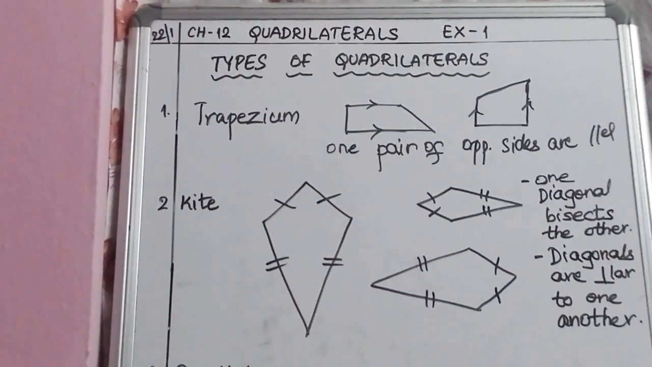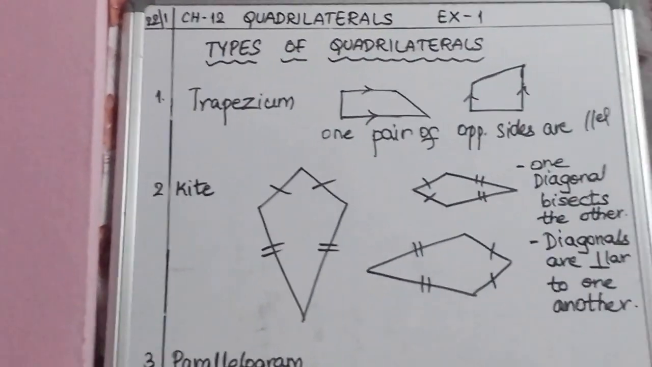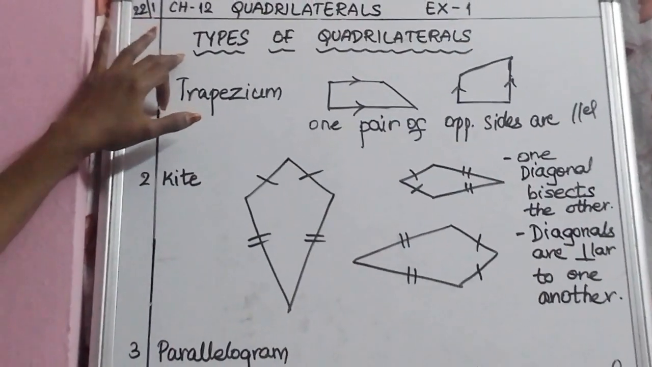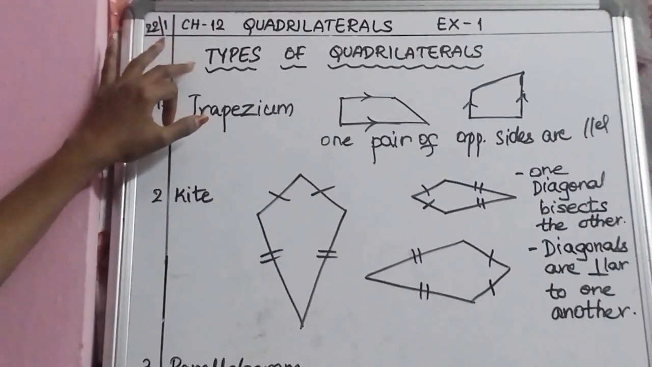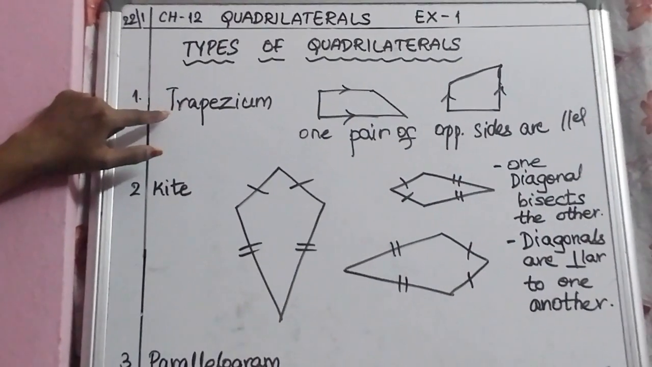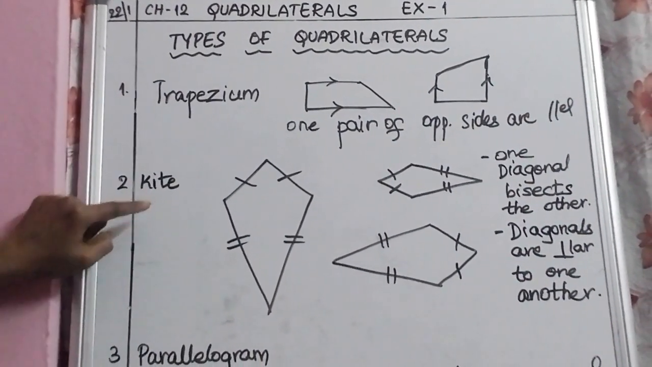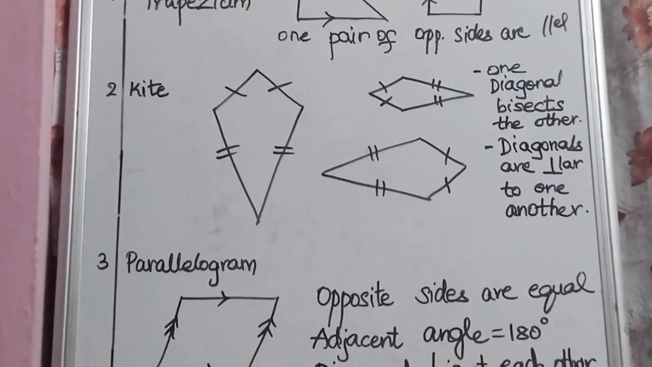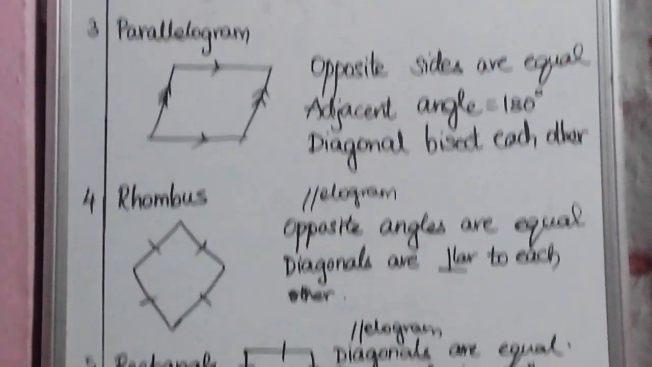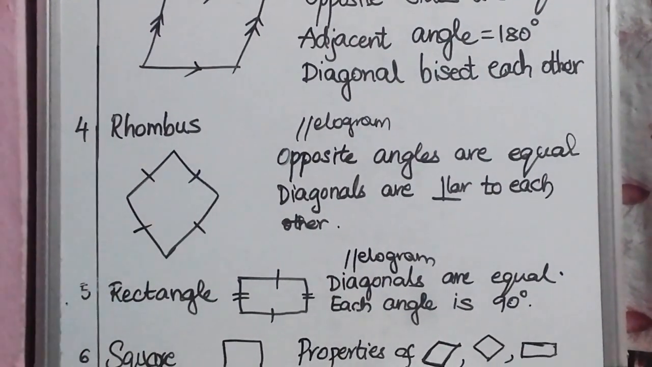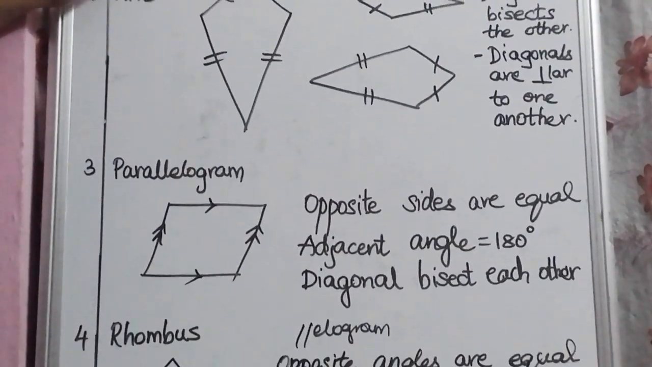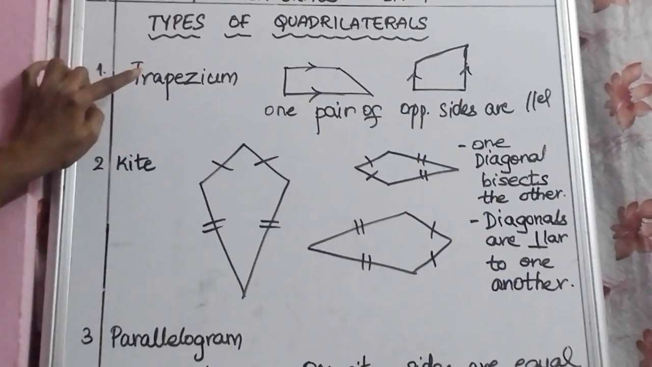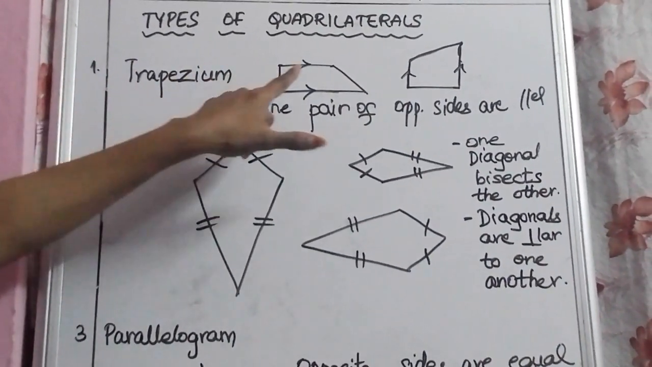Before we begin Exercise 2, let us learn the types of quadrilaterals. There are 6 types of quadrilaterals. The first one is trapezium, then kite, parallelogram, rhombus, rectangle, and square. Now let us discuss what a trapezium is and what its properties are. Let us look at the figure.